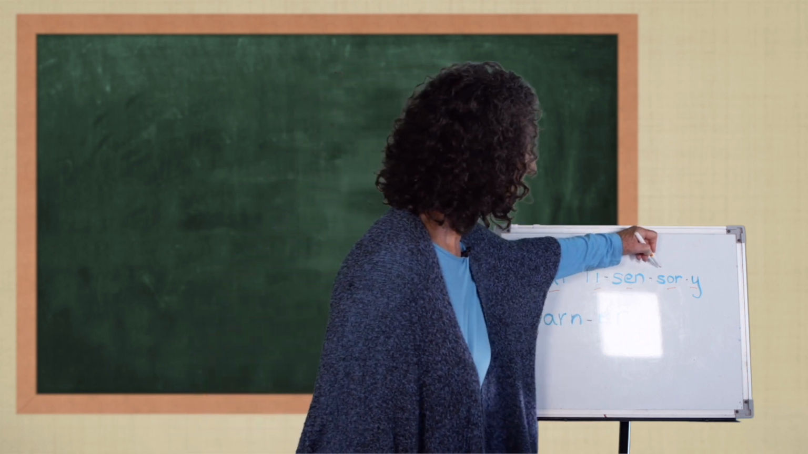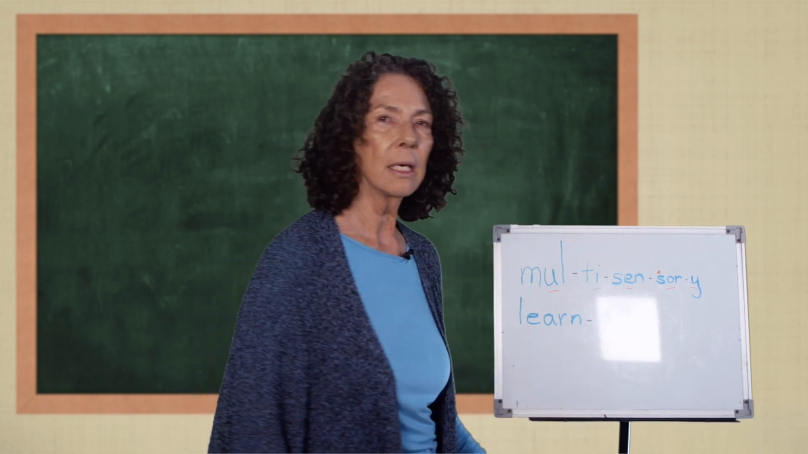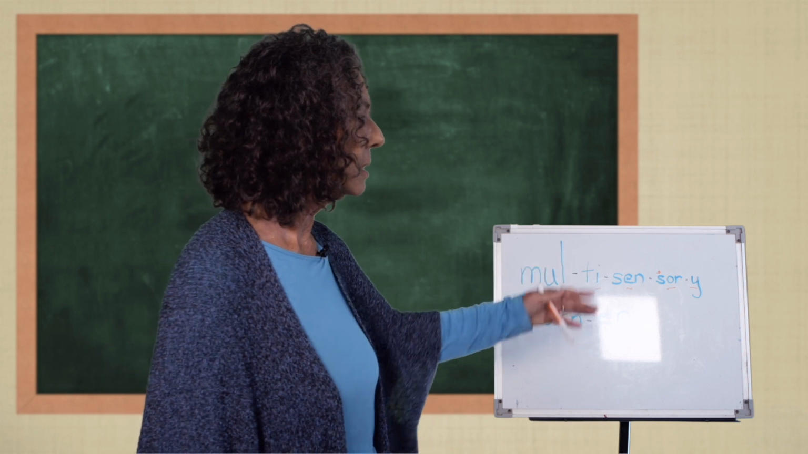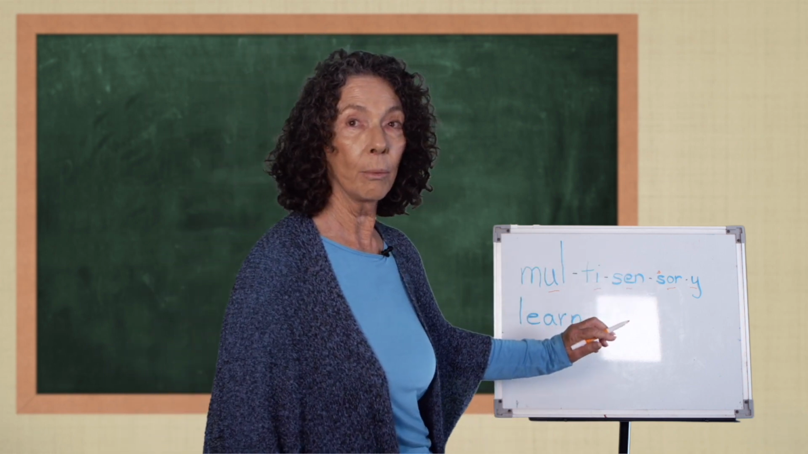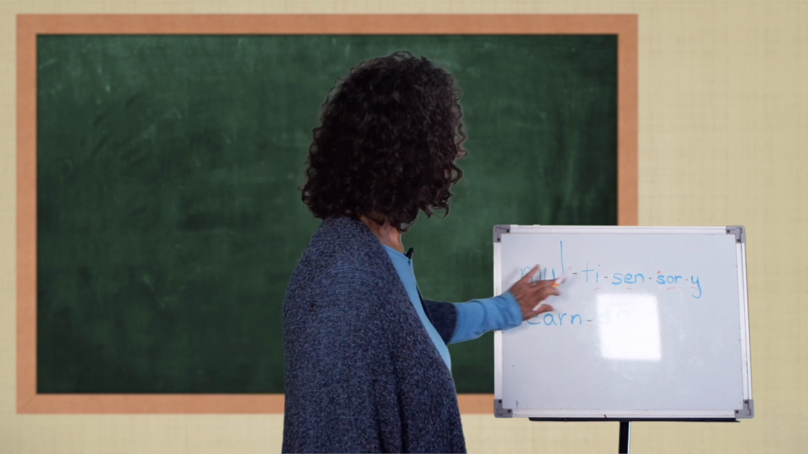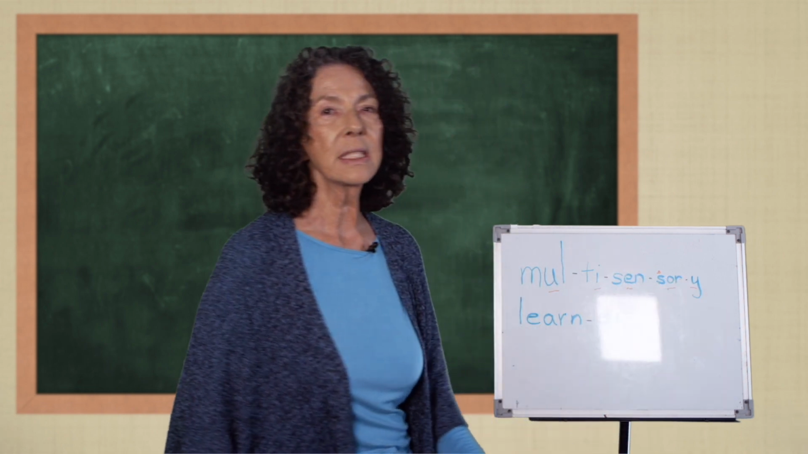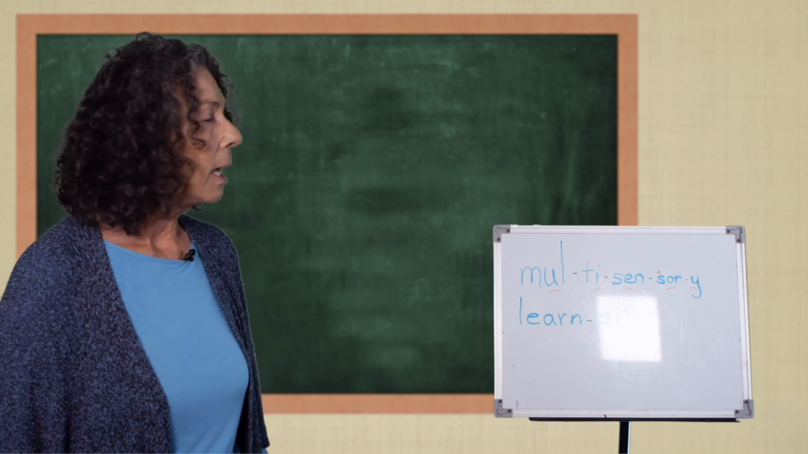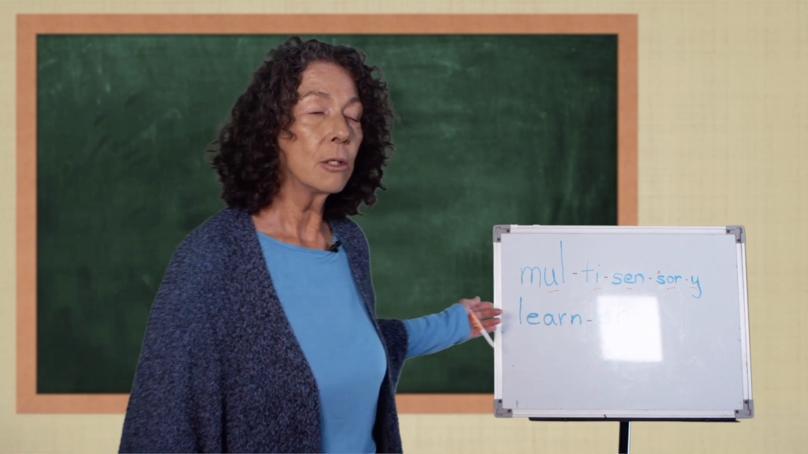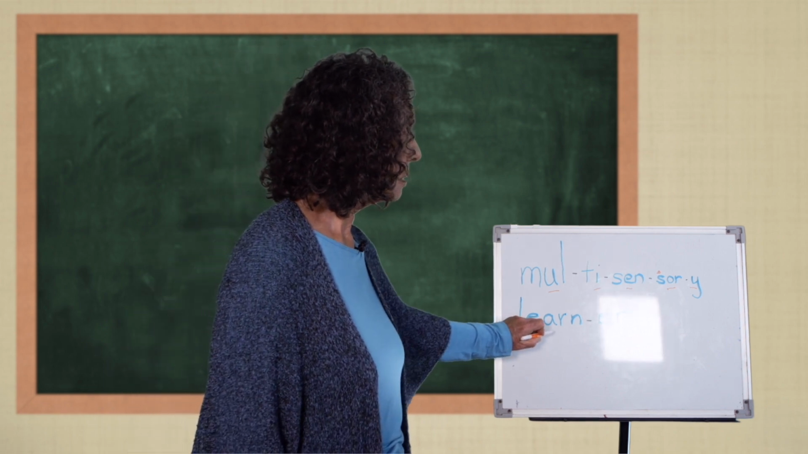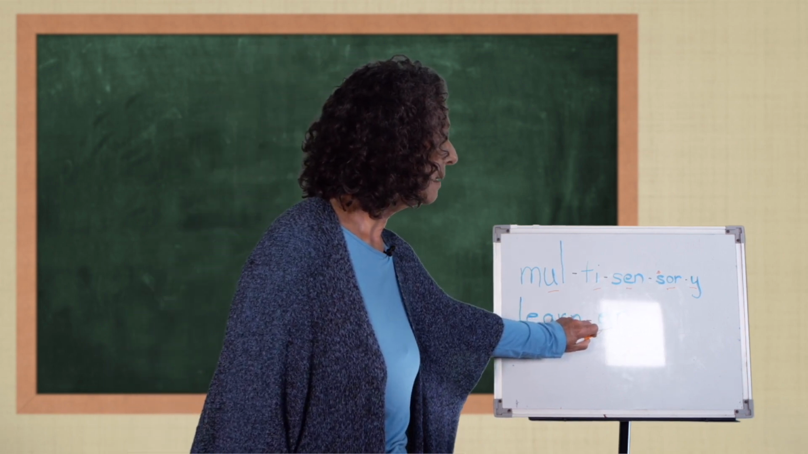Remember, this is the second sound of S. And the third syllable says E, and it sits all by itself. 1, 2, 3, 4, 5 syllables. The word learner has 2 vowels, 3 vowels.